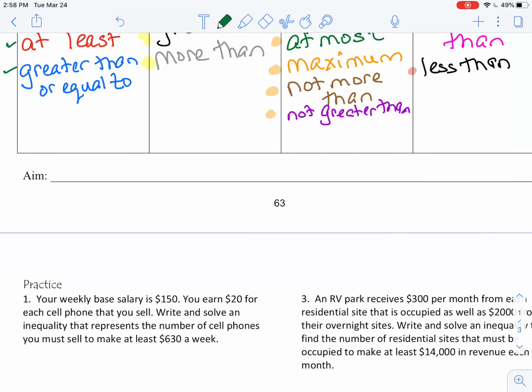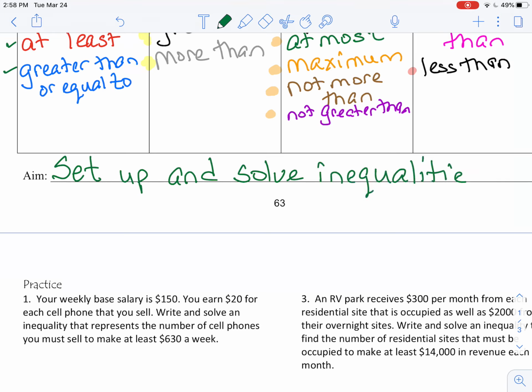All right. Now we finally get to write our aim. Our aim, if you look at the next page, is now we have word problems. So what we're going to be doing in this lesson is we're going to set up and solve inequalities for real world problems. Now we've set up and solved equations, but now we're on to inequalities.